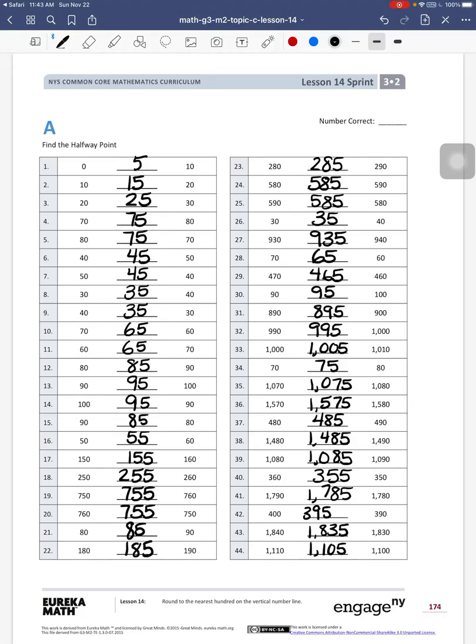Module 2, Lesson 14. Let's check Sprint A. Press pause while you're checking. Once you're finished, you may press play and write the number correct right here.